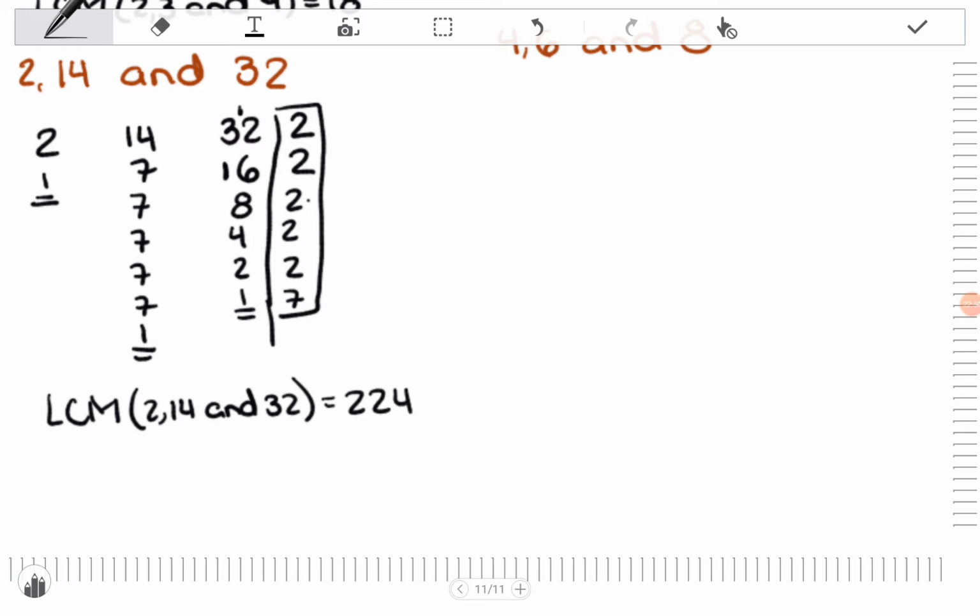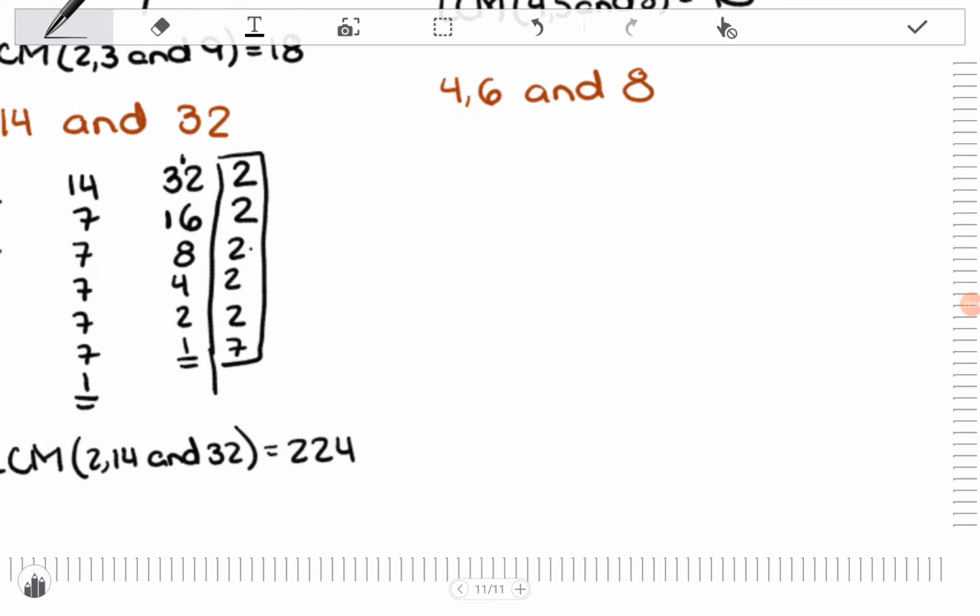7 times 2 is 14, times 2 is 28, times 2 is 56, times 2 is 112, times 2 is 224. Perfect. Okay, last exercise for you to practice. If you want to pause the video and do it by yourself and then go to the answer, it's okay. Okay, this one is a little bit easier.